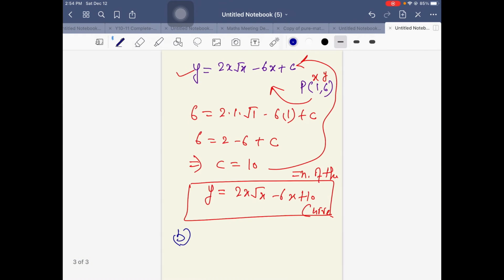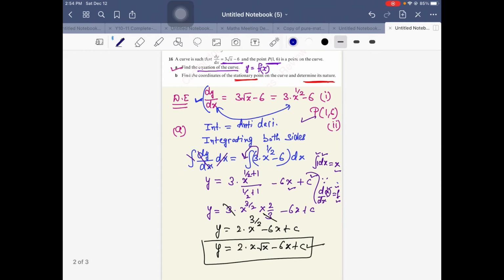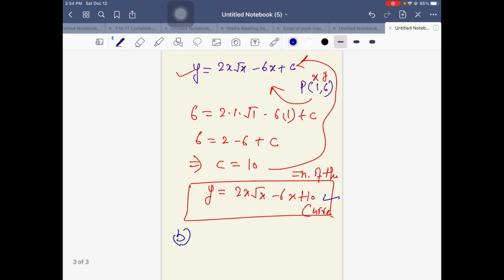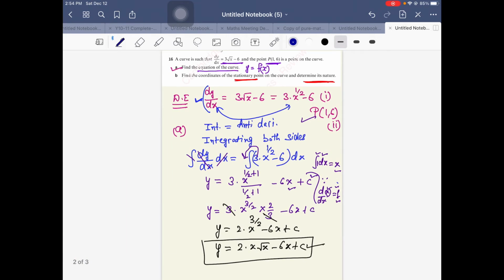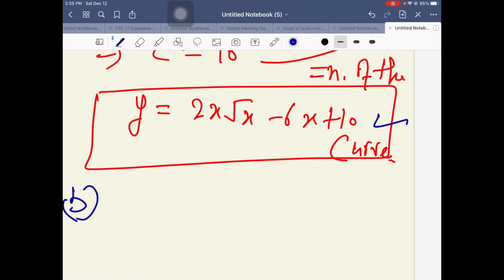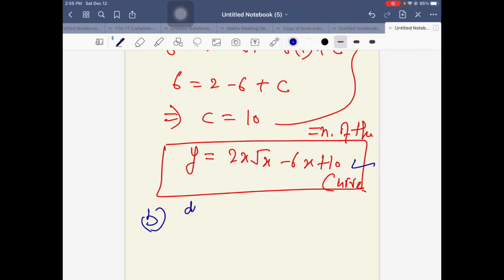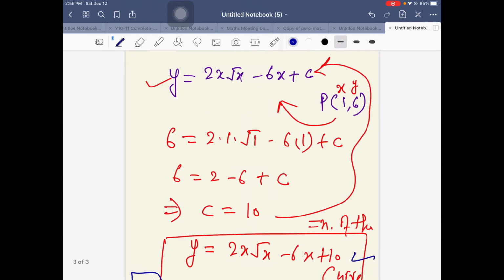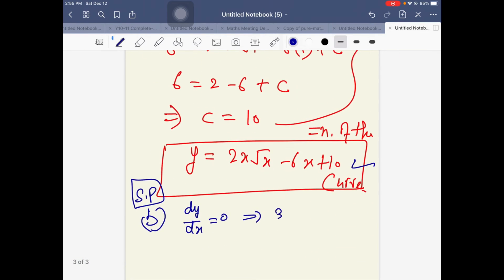If I take the derivative of this equation, it must be the same, because we got the equation from this derivative equation, right? So the derivative is 3 root x minus 6. To find the stationary point, we take this derivative equal to 0, which means dy/dx equal to 0. Our target is to find stationary points, okay? So 3 root x minus 6 equal to 0.